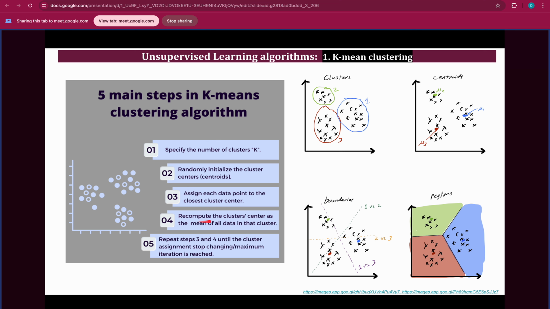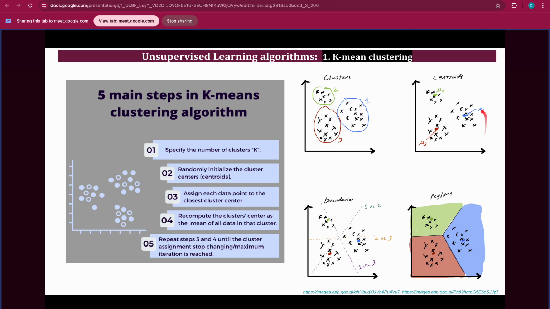Now you will recompute the cluster center as the mean of all the data in that cluster. After deciding that center point, the distance from all the data points will be calculated, and all the data points present within a certain range of that center point will be kept in a single cluster. For example, in this case they have decided on 3 clusters, meaning k is 3.